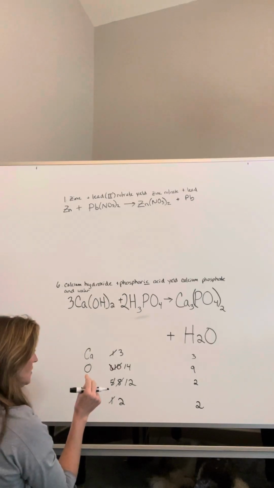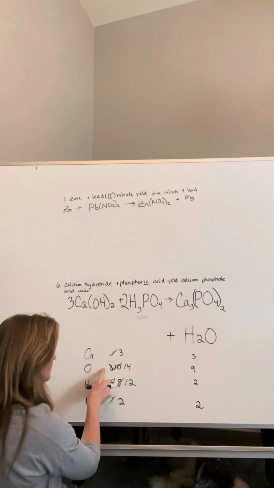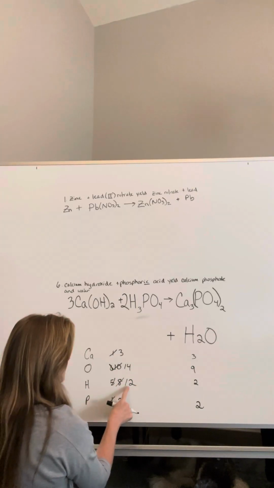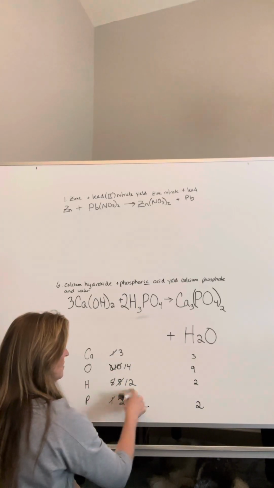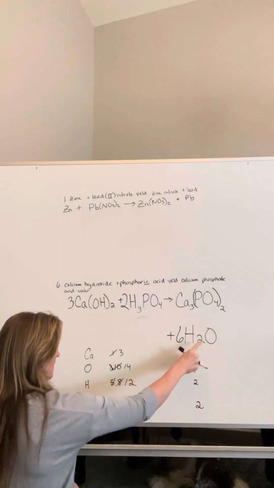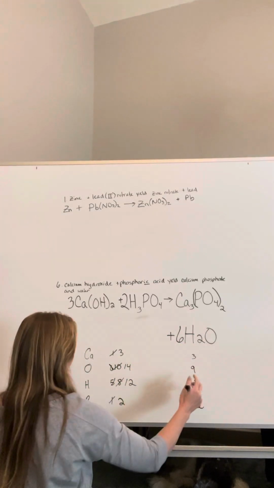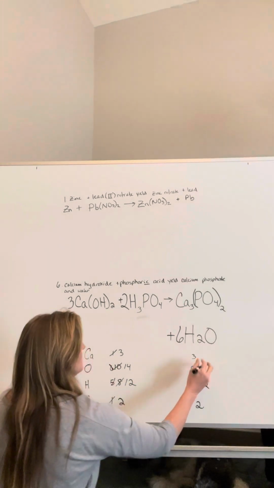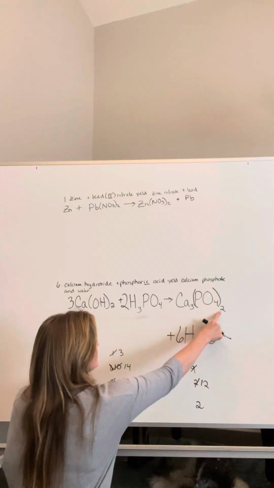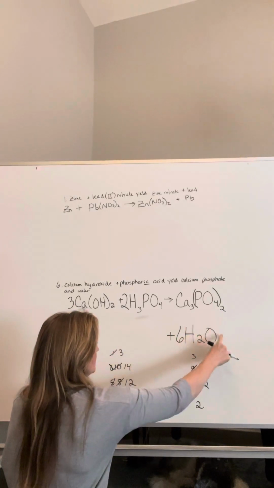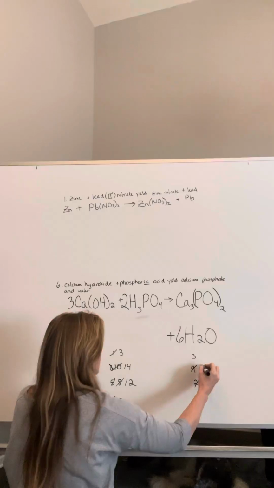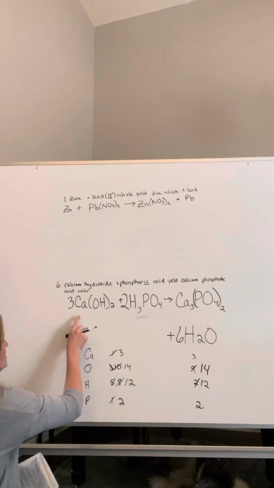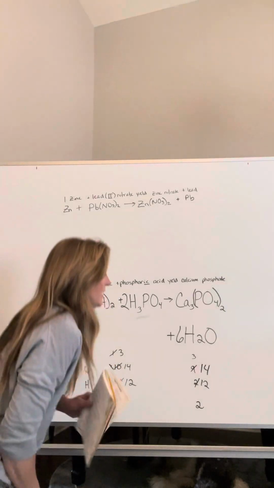Okay, so looking over here, my oxygens are quite wonky. I've got 9 here and 14. Hydrogens, I can work with this. I've got 2 and 12. If I put a 6 here, that can equal those. 6 times 2 is 12. Sweet. So now that changes my oxygen. 4 times 2 is 8, so I've got 8 oxygens here plus 6 is 14. So I'm even now. This is the answer to number 6. All right, all balanced out.